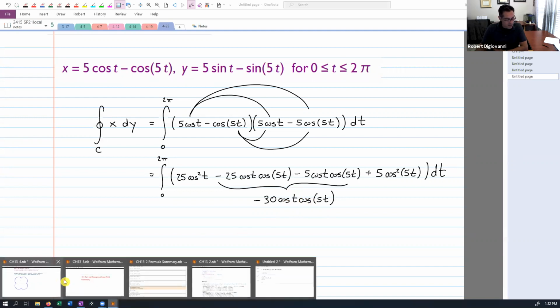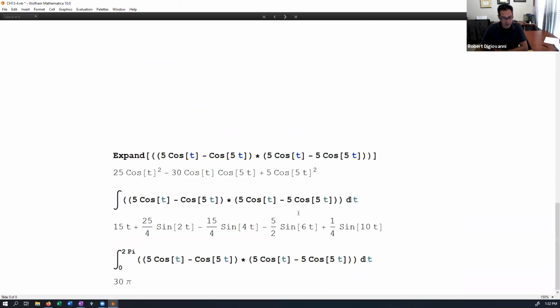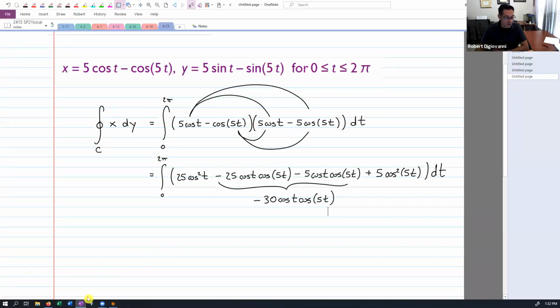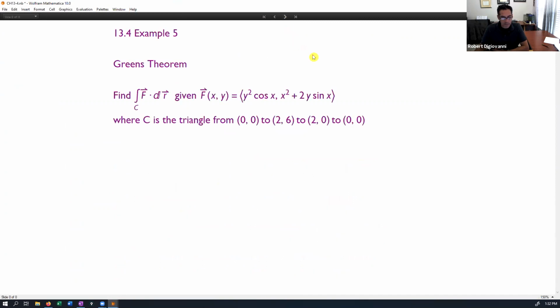But in order to save time, I'm not going to go through this work. I had the computer do it for us. And the answer is 30 pi. The main idea here is that we can do it. All right, here we go.